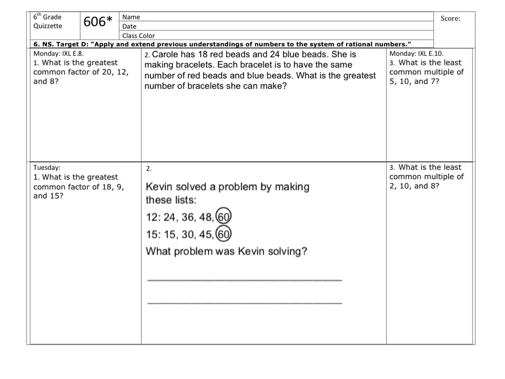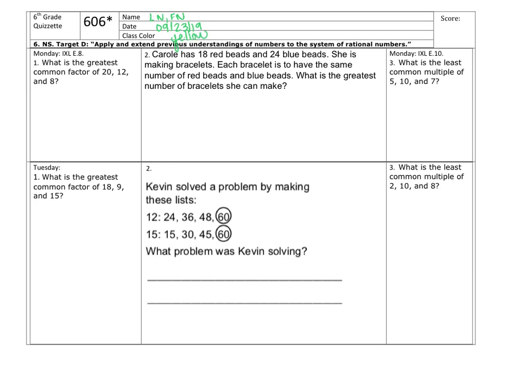Today we'll be learning about Quizzette 606 with the star. The star just represents highly accelerated math. So my second period kids, go ahead and write your last name, comma, your first name, today's date, and then your class color, which is yellow. Let me choose a better green.